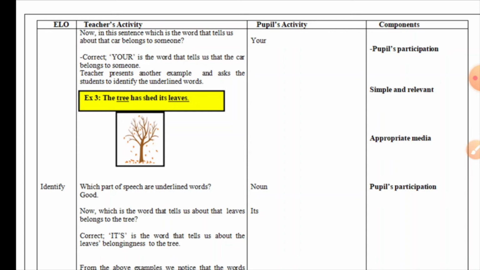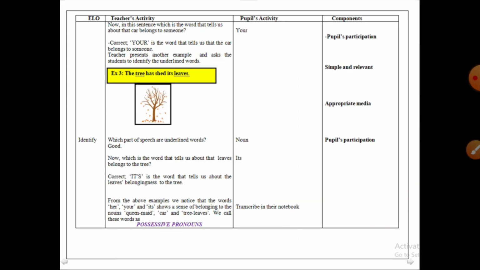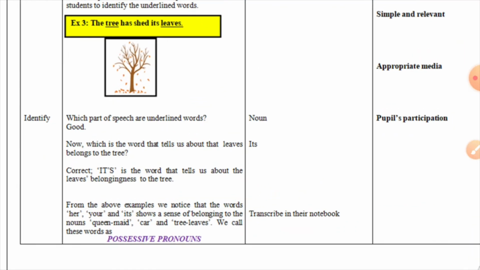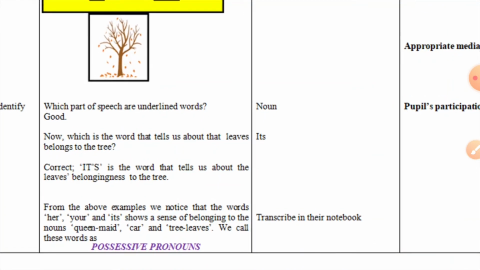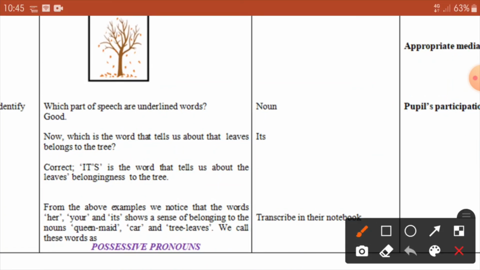It means the teacher has presented 3 or 4 examples, and after presenting the examples, the teacher is reaching the rule. So what the teacher said here is important for you. What is significant here? From the above examples, we notice that the words her, your and its show a sense of belongingness to the nouns queen, maid, car and tree leaves. So we call these words possessive pronouns. Okay, so here I have defined.